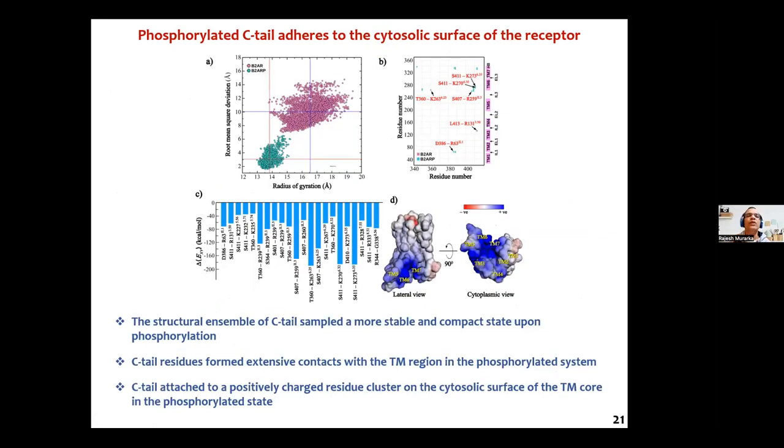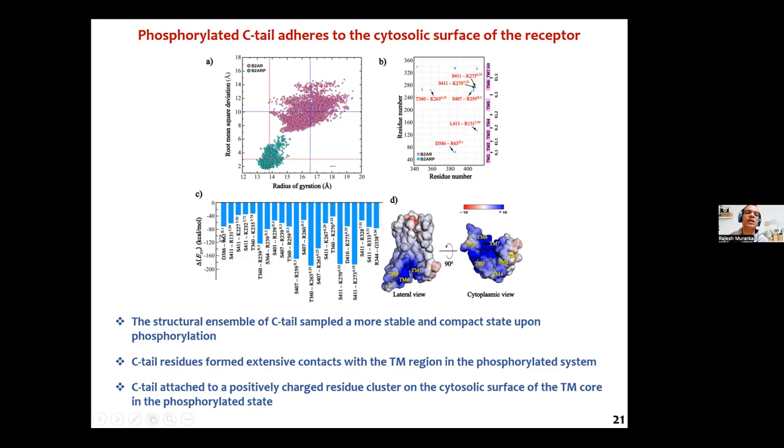So then we looked at the conformation of the C-terminal tail of the receptor, the phosphorylated C-tail and the unphosphorylated C-tail. We found that the conformational distributions are very stable from the phosphorylated receptors compared to the unphosphorylated receptor. We also analyzed the unique contacts that the phosphorylated C-terminal tail forms with the transmembrane core of the receptor, and indeed there are several residues at the cytosolic surface of the receptor forming contacts with the phosphorylated C-tail.